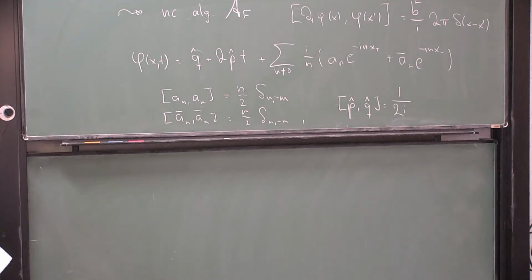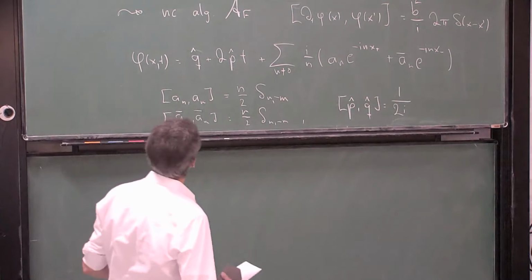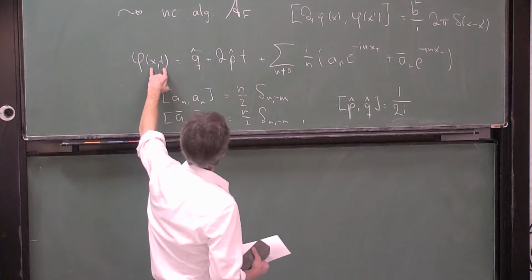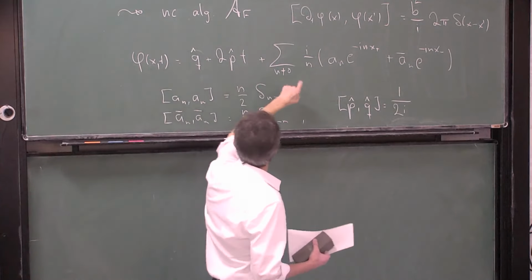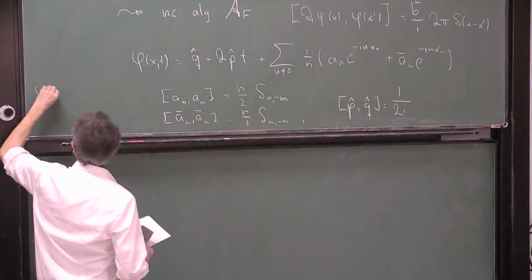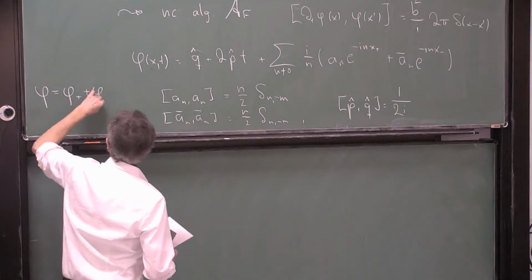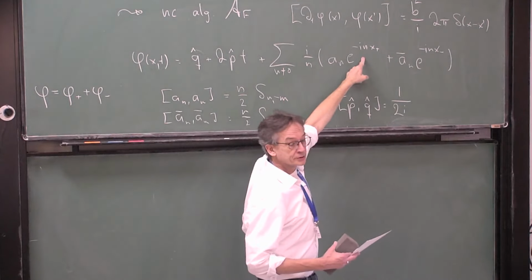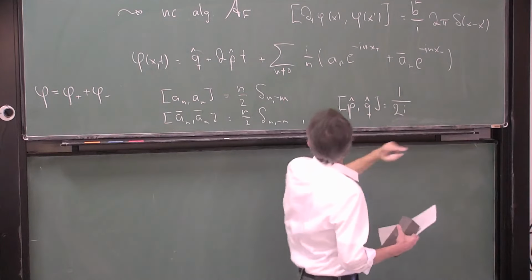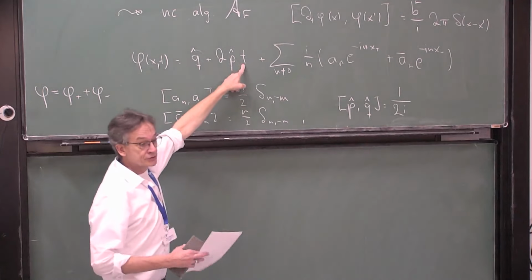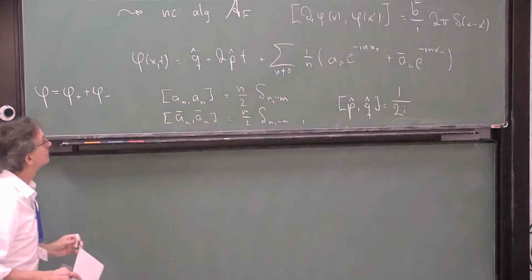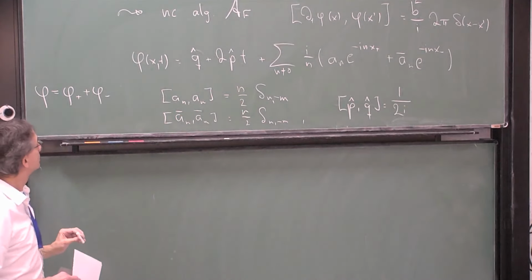Why did the plus minus go away? Because phi had plus and minus modes. So here's x plus, x minus. Phi was defined as a phi plus and a phi minus contribution. Now we just put them together. There's one part depending on x plus, one part depending on x minus, and this here is just the sum of x plus and x minus. So that's how it goes. But the key had a plus minus before.